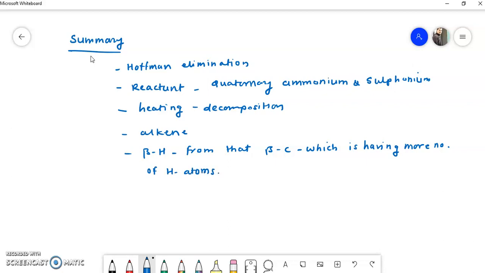So this is all about what we have learned today. We have seen a few examples of this Hofmann elimination to understand what it is. I hope all of you understood what Hofmann elimination is.